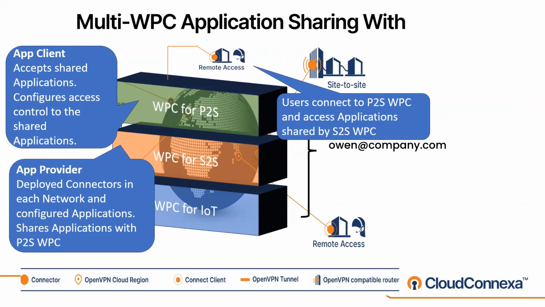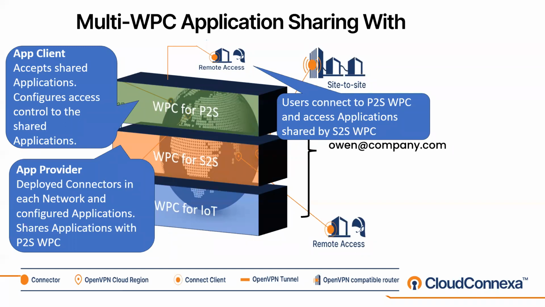So the administrator can go to the WPC for site-to-site, and that WPC takes on the role of app provider because it's providing access to the applications. And it will share applications with this other WPC, the point-to-site WPC. Then the admin can switch to the point-to-site WPC, and it will see that there are applications it has been invited to, and then it can accept those invitations.